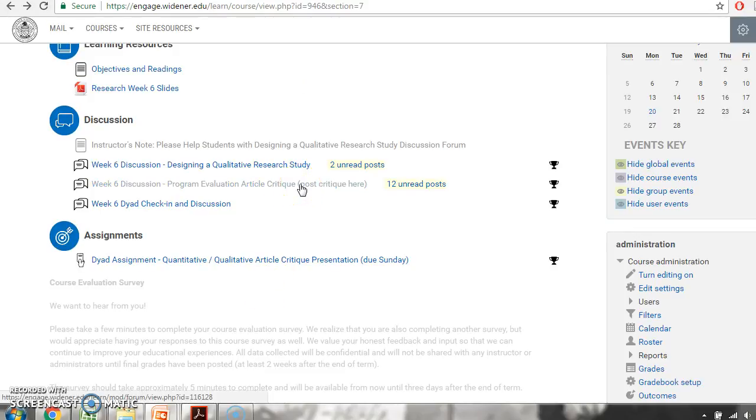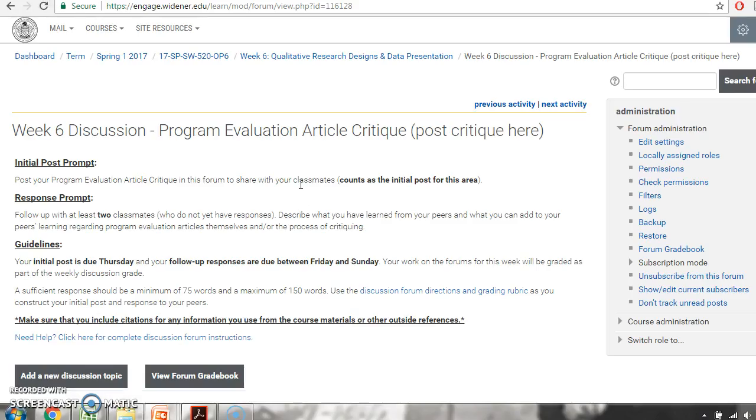As many of you already have, you will be posting your program evaluation critique and then responding to 2 of your classmates, describing what you've learned from your peers and what you can add to their learning regarding program evaluation articles in the process of critiquing. So again, you're going to post your critique if you haven't already. And then by Sunday, you're going to read 2 of your classmates' critiques and respond to those.